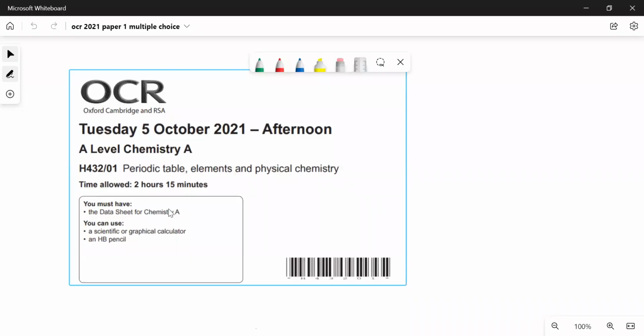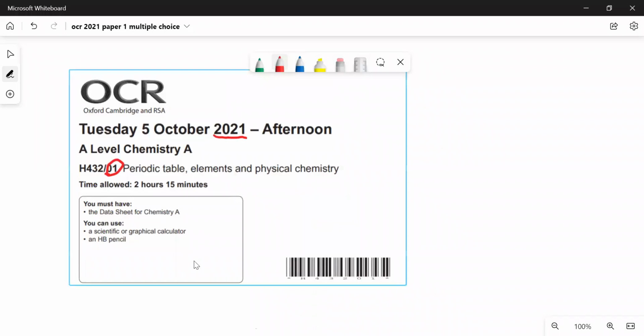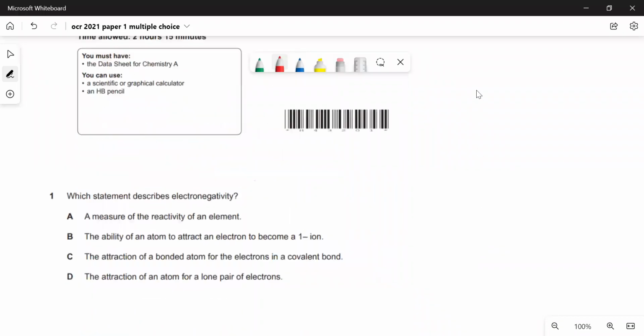Hi, in this video, I'm going to go through the OCR A-level chemistry paper. This is paper 1, and it's the 2021 paper. I'll just do the first half in this video and the second half in a later one. Okay, so let's start with multiple choice.